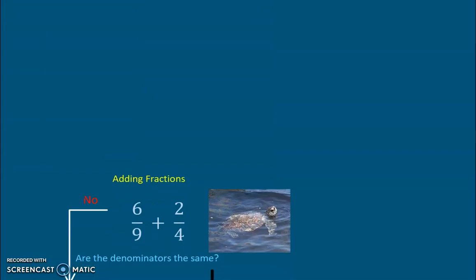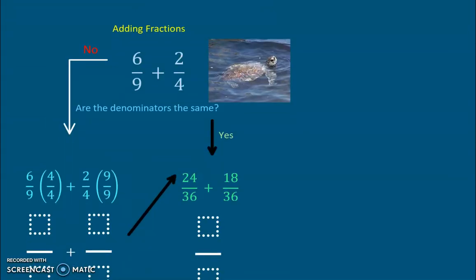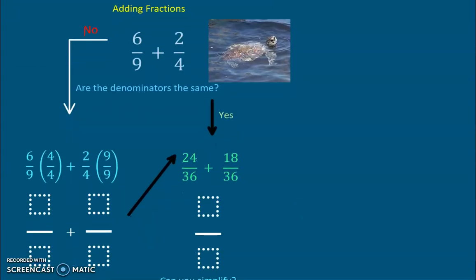So let's start using it. I'm going to see if we can hopefully get this whole thing to fit. All right. So here we have a problem. 6 over 9 plus 2 over 4. And a really important rule when we're adding fractions together is that the denominators need to be the same. It's called a common denominator. And right now, 9 and 4 are not the same. So we need to do some work to make them be the same.